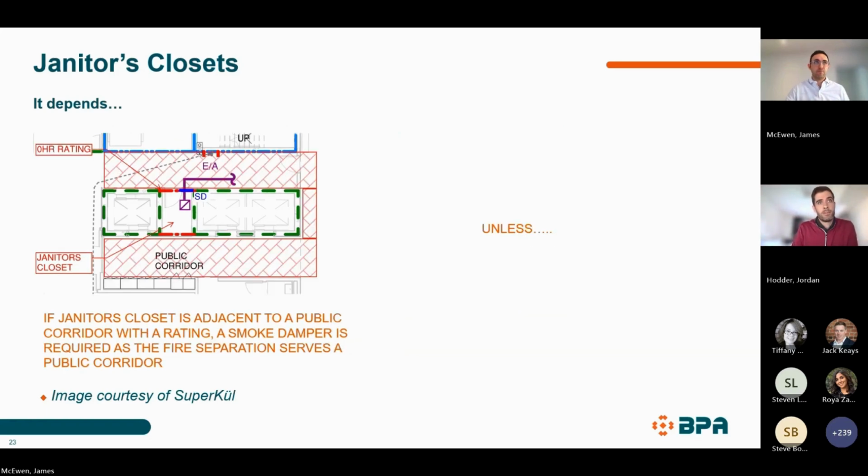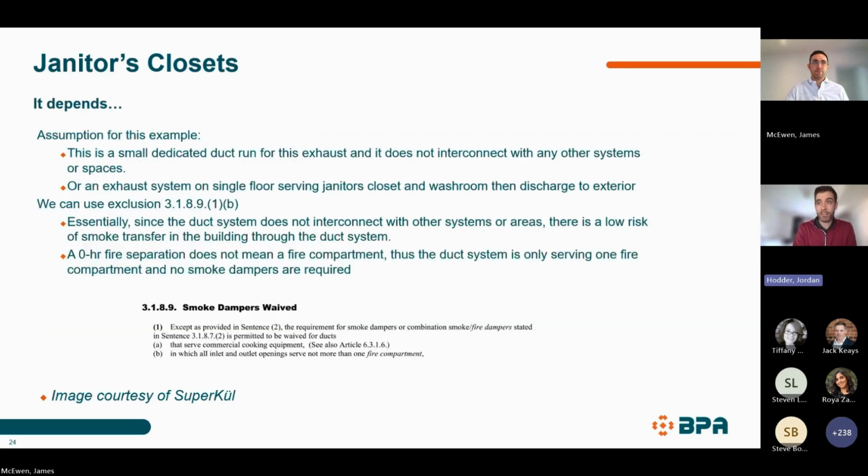Next slide. So this is if we assume now that the adjacent space is a public corridor. Once again, that's one of the 4 requirements, and we would require a smoke damper. Now unless, this is the big unless, there's some caveats to this. So if you have an exhaust duct that serves the janitor's closet with a fan and it goes right to the outside without crossing another fire separation, it only serves the one space, it only serves one fire compartment, you don't need to have a smoke damper.